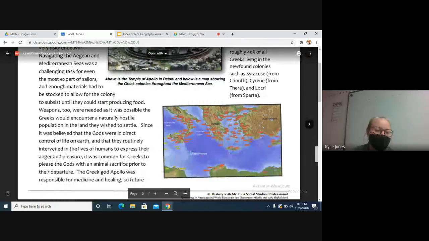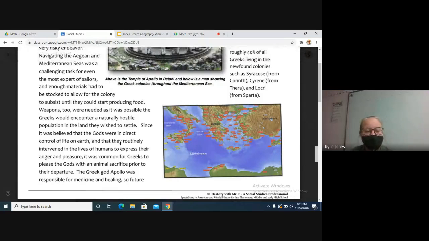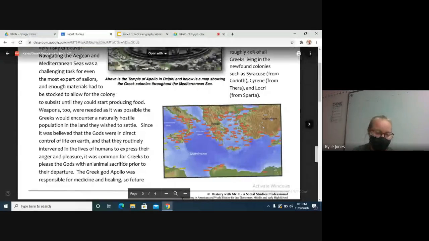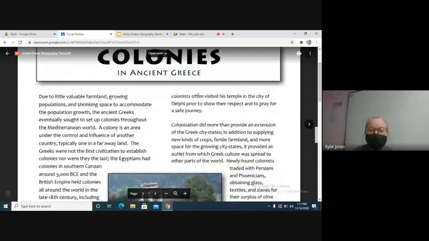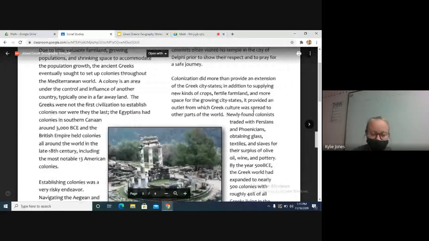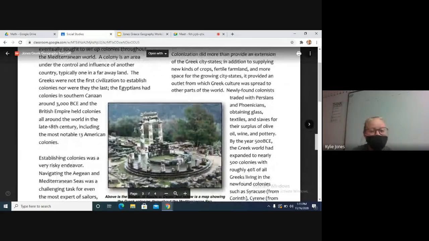Since it was believed that the gods were in direct control of life on Earth and that they routinely intervened in the lives of humans to express their anger and pleasure, it was common for Greeks to please the gods with an animal sacrifice prior to their departure. The Greek god Apollo was responsible for medicine and healing, so future colonists often visited his temple in the city of Delphi to show their respect and to pray for a safe journey. Not pay, pray. So they would go to this temple right here that we just talked about to sacrifice an animal and pray for a safe journey to wherever they were going.